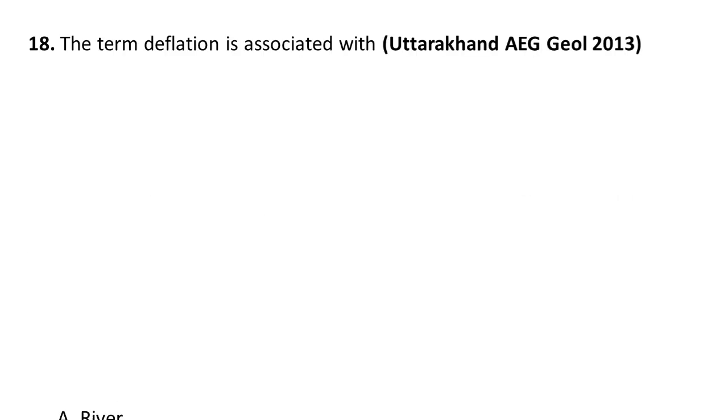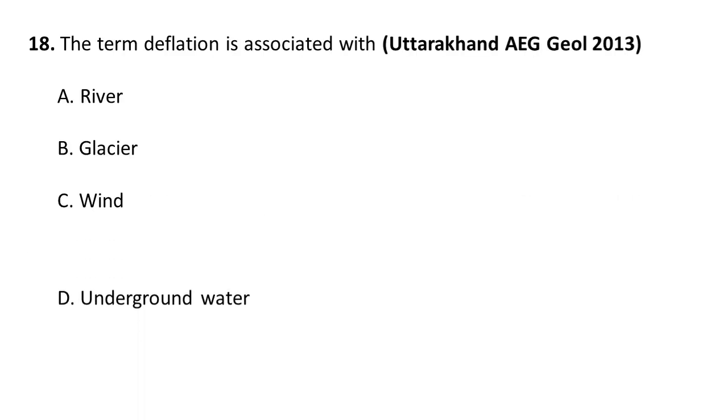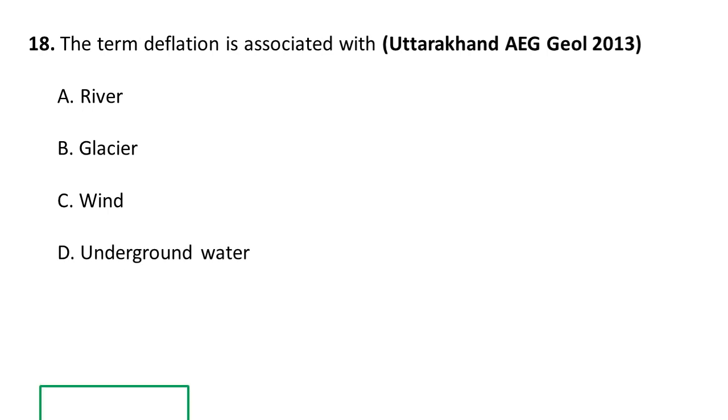Next question. The term deflation is associated with: A, river; B, glacier; C, wind; and D, underground water. Obviously the term deflation is associated with the wind deposits.